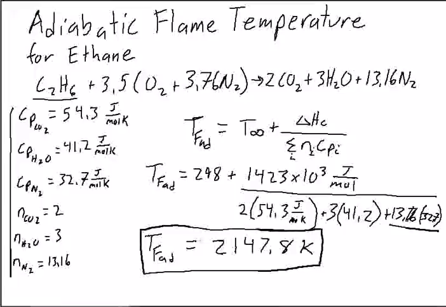So adiabatic means there's no heat losses. So if you were to do this in, let's say, oxygen instead of air, you wouldn't have this heat absorption term here, and so you'd get a higher number. But in terms of ethane and air, this should be the maximum temperature you would ever see.